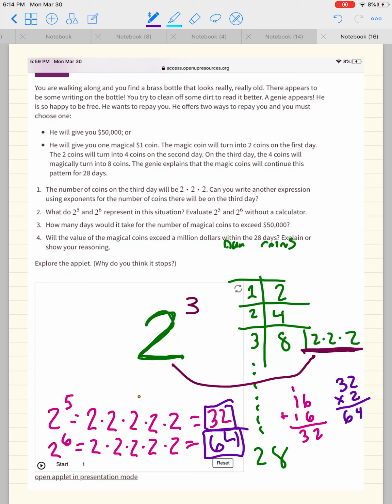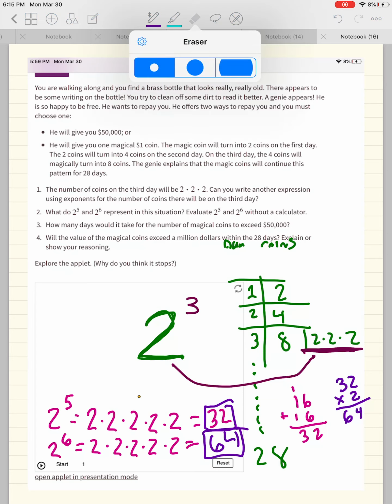So in this scenario, 2 to the 5th is representing how much money we are going to have on the 5th day, and 2 to the 6th is representing how much money we're going to have on the 6th day. So on the 5th day, we have $32. On the 6th day, we have $64.